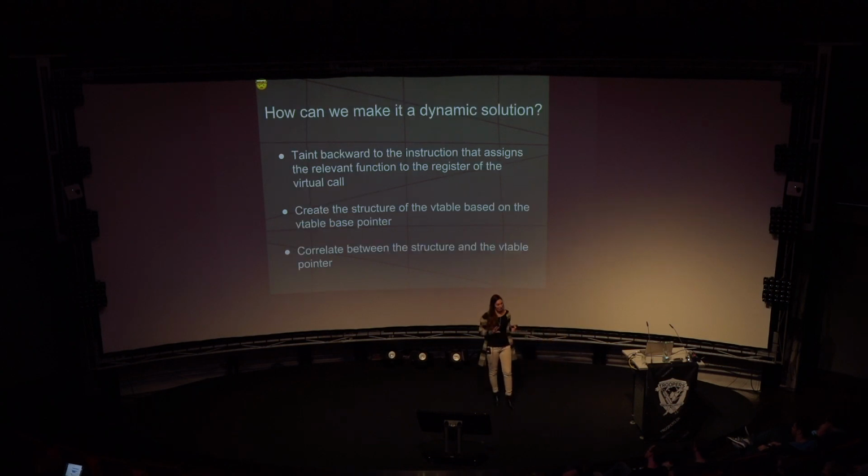So I thought, okay, fine, I must find some other solution. So I decided to taint backward, which means going backward in the instructions, looking at the register's values, and then finding the right assignment of the Vtable to the register. In the cases we've seen before, it was, for example, EDX, but it can be many others. It depends on a lot of stuff. The second thing I wanted is to create structures of the Vtable based on the Vtable pointer. So I wanted to create the structure of the Vtable in IDA. And I also wanted to correlate between the assembly and the structure, because I wanted a way to connect between them and see how they are really related.